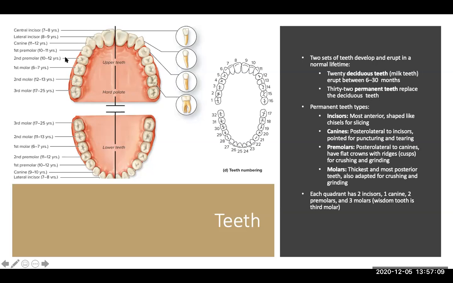And we divide your teeth into quadrants. So each quadrant will have two incisors, one canine, two premolars, and three molars. The wisdom tooth is the third molar.